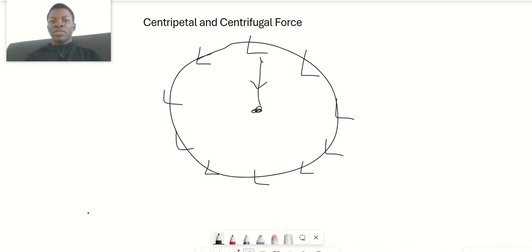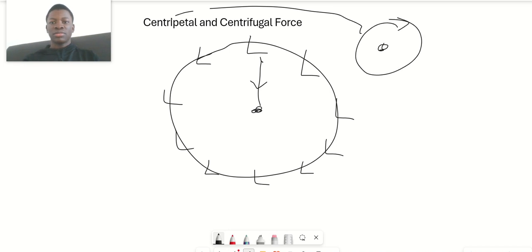First of all, centripetal force is the force that keeps an object rotating in circular motion. It is always directed towards the center of the circle. So let's take for example a string connected to a stone and the person pulling this string.